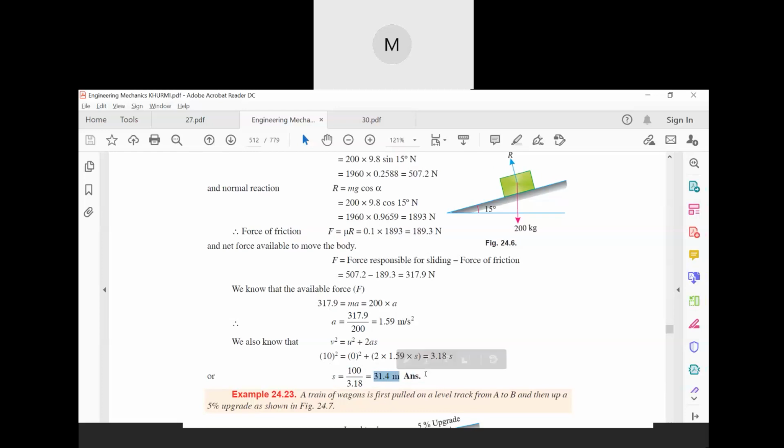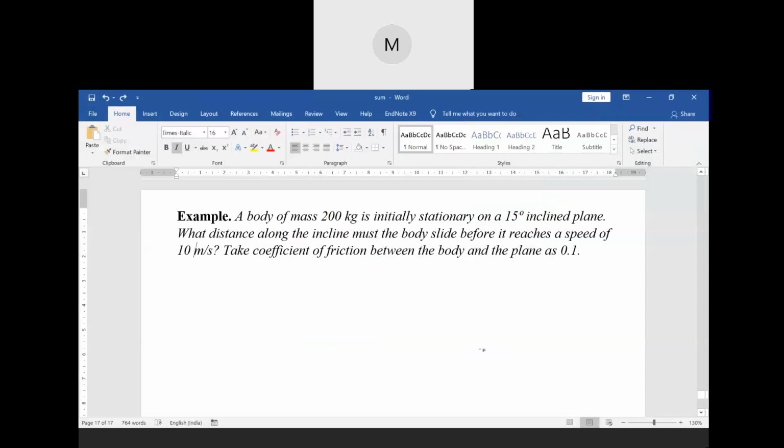As simple as that. So you just try to solve the numerical now. I'm giving you 5 minutes. Just try to solve the numerical. Since I have explained it properly, please try to solve the numerical. If anyone is having any doubt in this numerical, ask me.